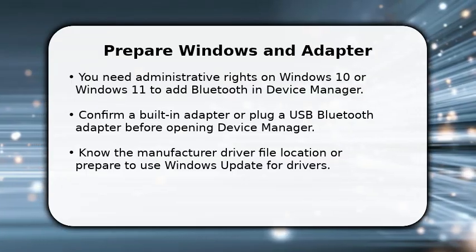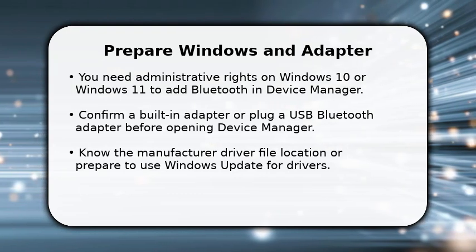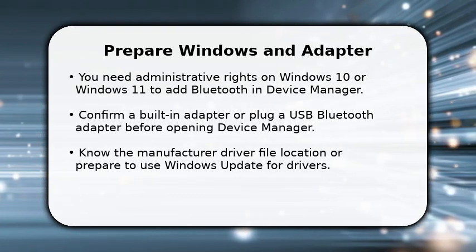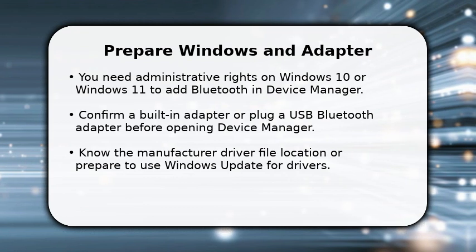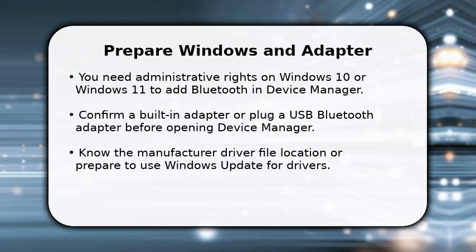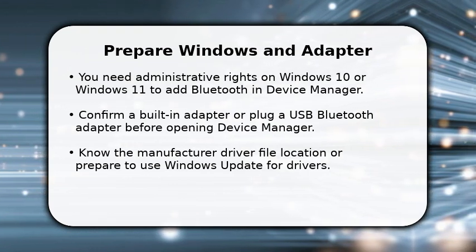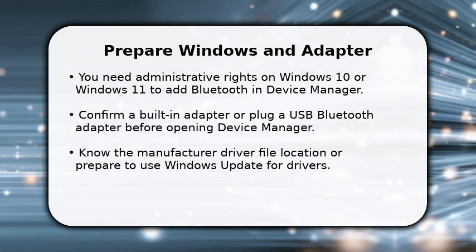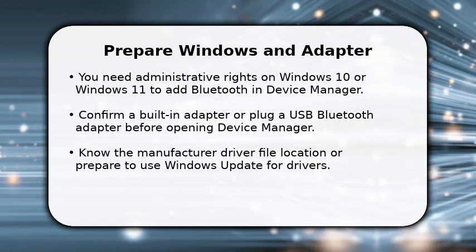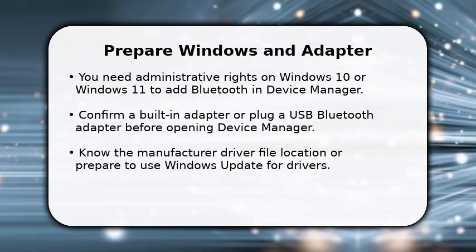You need administrative rights on Windows 10 or Windows 11 to add Bluetooth in Device Manager. Confirm a built-in adapter or plug a USB Bluetooth adapter before opening Device Manager. Locate the manufacturer driver file or trust Windows Update to find a compatible driver automatically.